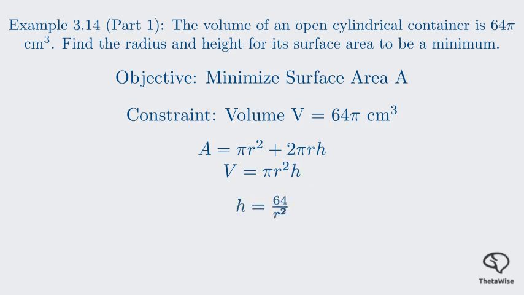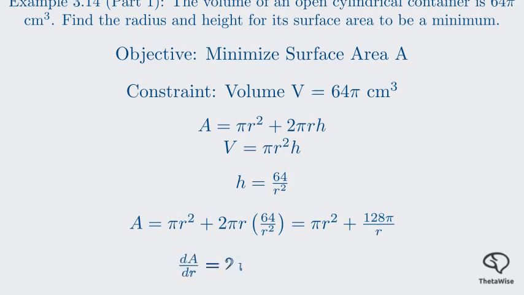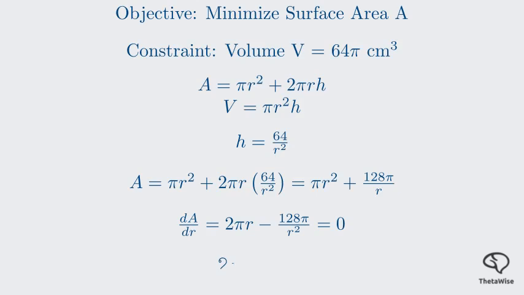From the constraint, we can solve for h: h equals 64 over r squared. We substitute this into our area formula, getting A equals pi r squared plus 2 pi r times 64 over r squared. This simplifies to pi r squared plus 128 pi over r. Now we differentiate A with respect to r. The derivative is 2 pi r minus 128 pi over r squared.